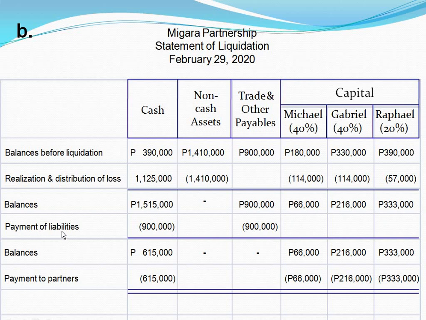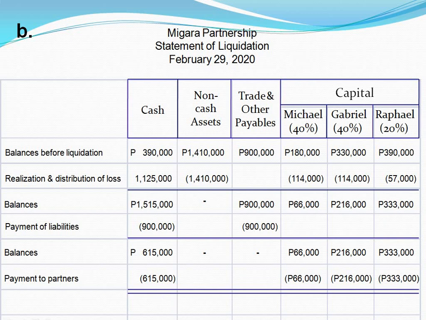For the payment of liabilities, the journal entry must be debit trade and other payables for 900,000 and credit cash for the same amount. For the payment to partners, debit the capital account of each partner. For Michael, 66,000. For Gabriel, 216,000. And for Rafael, 333,000. Then credit cash for 615,000.